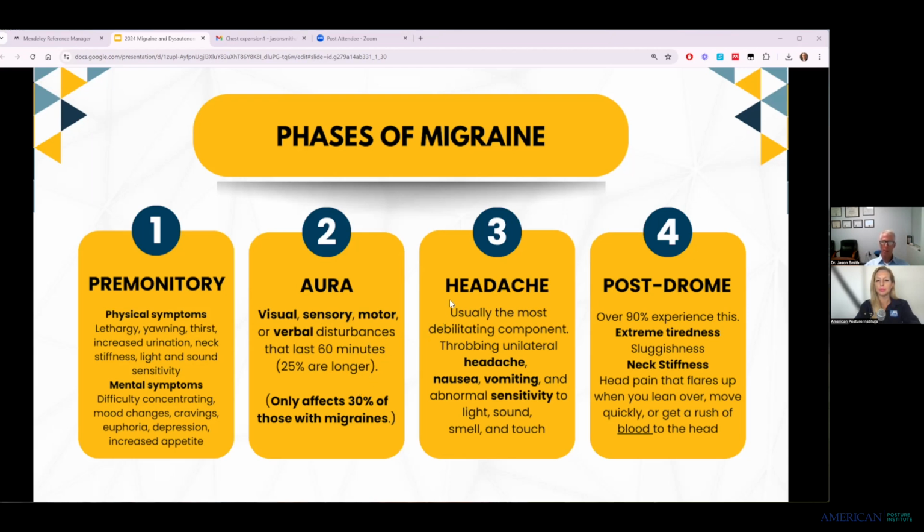The headache is the most debilitating component. It's throbbing, pounding. Most of the time, early it's unilateral, but it can become bilateral. There's often nausea or vomiting, and then extreme sensitivity to light and sound and smell, and even hypersensitivities to touch. And then as I was learning, in the postdrome, stage 4, about 90% of people experience this, and it tends to dominate with being really tired. A lot of people call it a migraine hangover. And there's also some sluggishness cognitively, and then some neck stiffness.